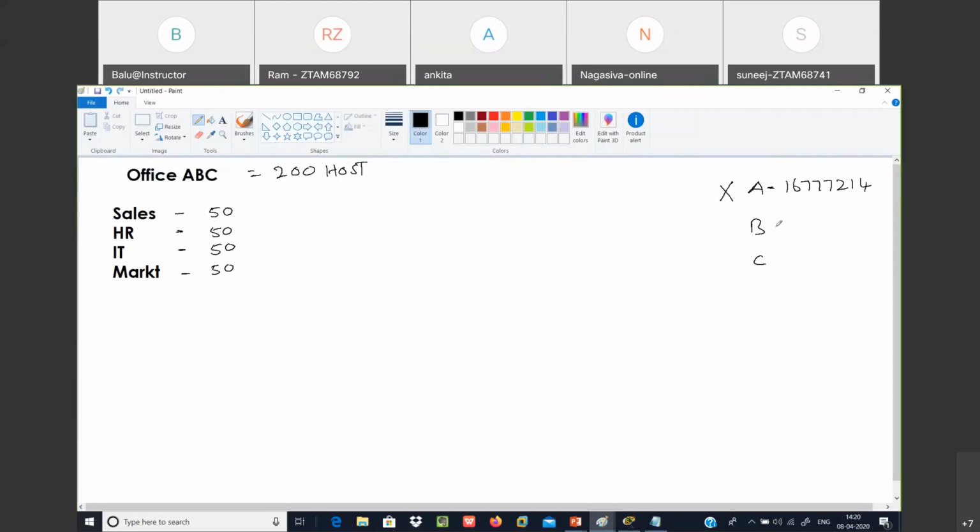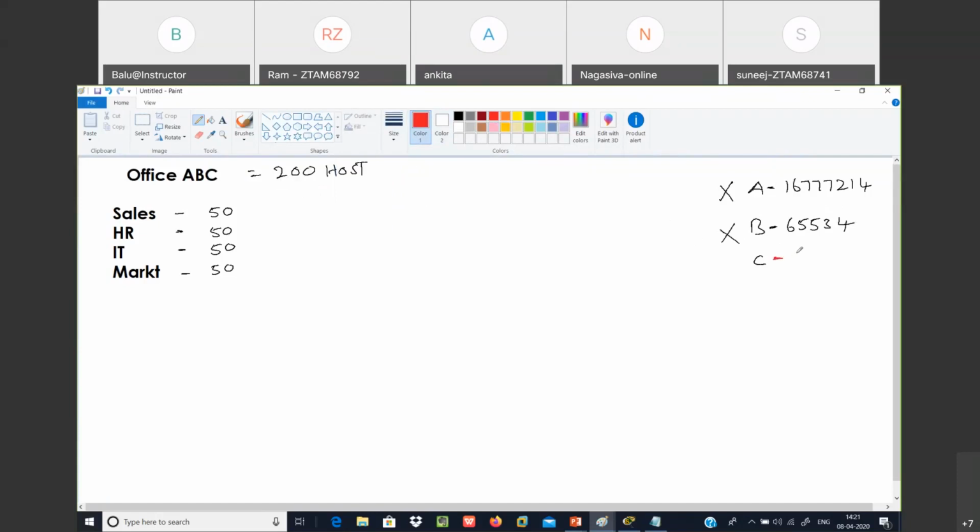We go for class B. For each network of class B, 65,534 IPs are usable. That's very large. 65,000 plus IPs are available, but our office ABC requirement is only 200. So if we use only 200, still 65,000 plus IPs are wasted. So class B also is not recommended. Finally, the recommended one is class C.